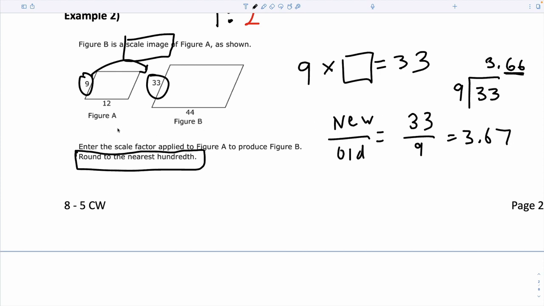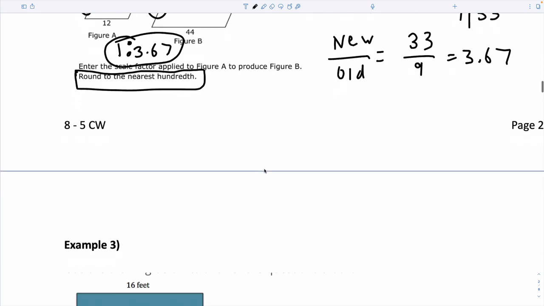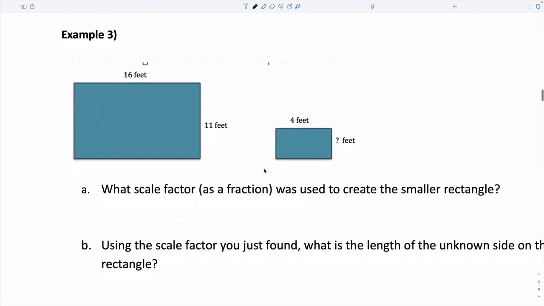There's your scale factor. You're going to write it as a ratio. This went from 1 to 3.67. That's your scale factor you'll write. And moving on to the last type of example.